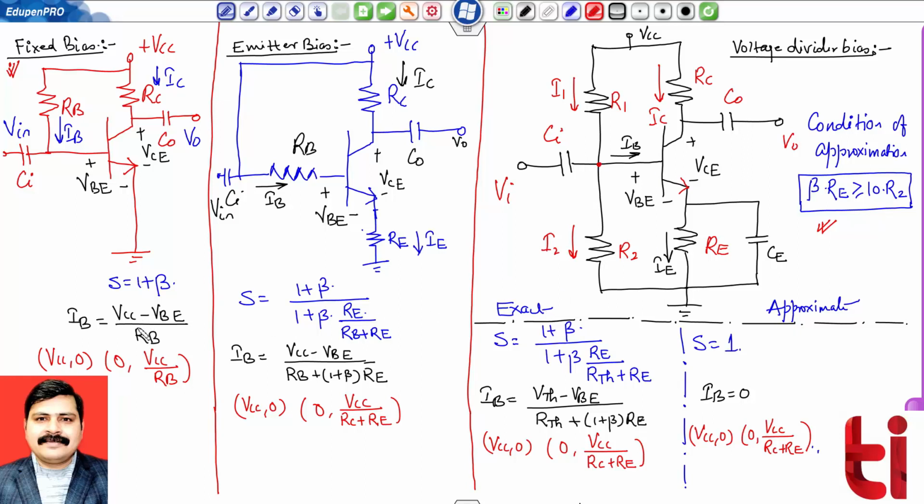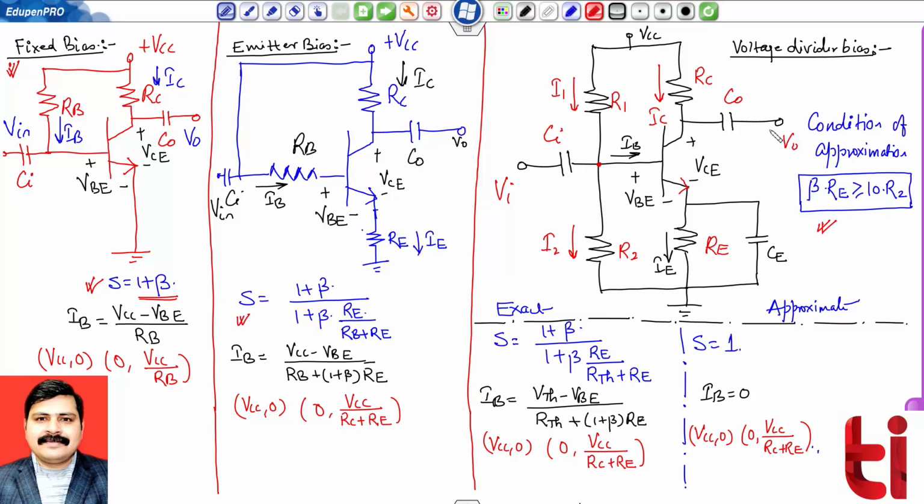There are several attributes which we have considered. The first one is the stability factor. This is my stability against reverse saturation current, and for fixed bias it is 1 plus beta. If we take the value of beta as 100, where the typical value of beta lies between 50 to 250, you can check this stability factor is 101, which is very poor. On the other side, in the emitter bias, it is 1 plus beta divided by something that quantity is greater than 1. So the stability factor of emitter bias is better in comparison to the fixed bias.